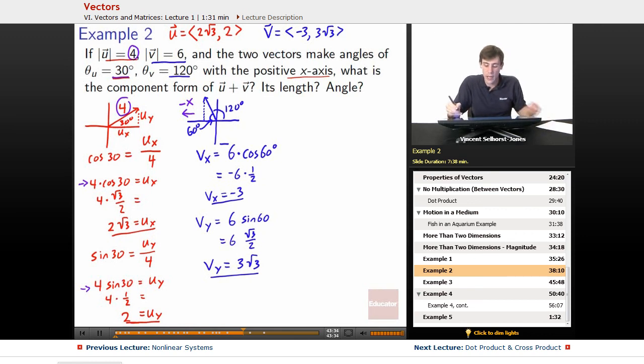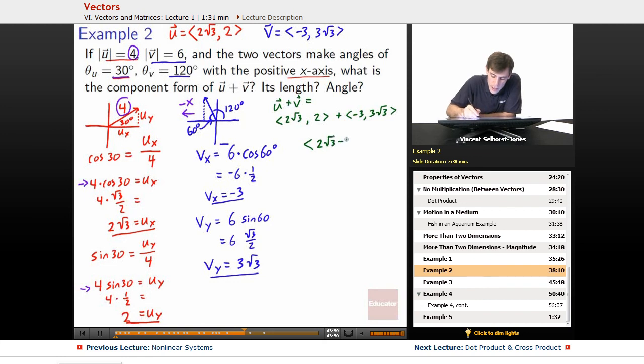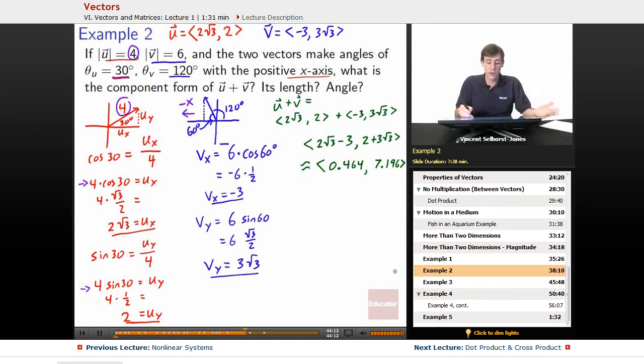Now, if we want to add these two together, so u plus v, it's simply a matter of adding them together. Our u was 2 root 3, 2. Our v was negative 3, 3 root 3. We add them together. We've got 2 root 3 minus 3, 2 plus 3 root 3. And if we want to, we could get what that is approximately in terms of a decimal number, although that is exact, right? That's a perfect thing. This will just be approximate because it's a decimal of square roots. 0.464, 7.196. Cool.